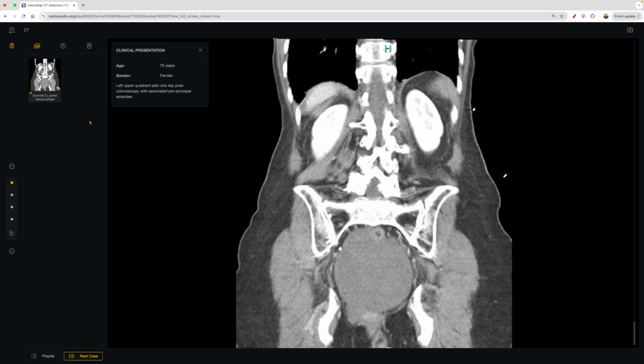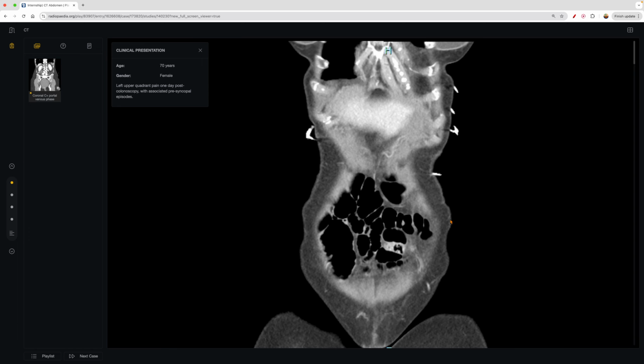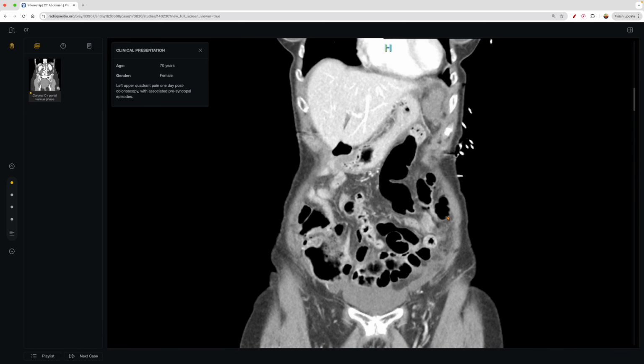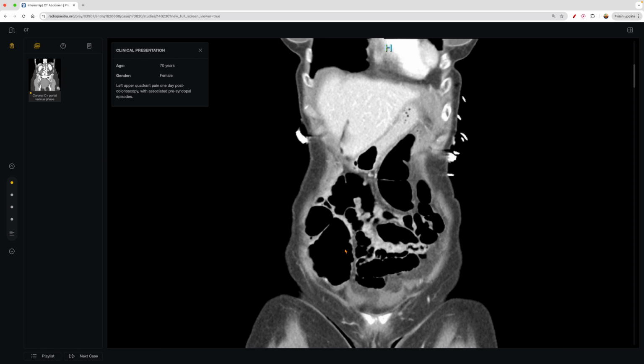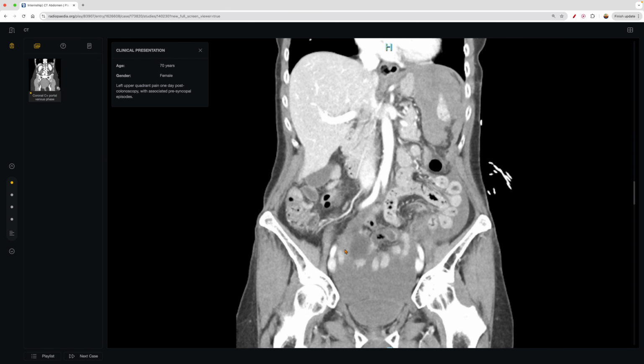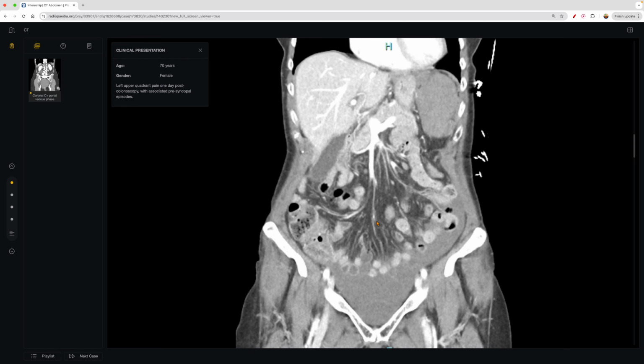All right, so this case is a little bit different. We have a 70-year-old female with left upper quadrant pain 1 day post colonoscopy with associated presyncopal episodes. We know that images are a bit bigger. We know this patient had a recent procedure, so it certainly plays a role in what we're going to be seeing and what we are going to be expecting.